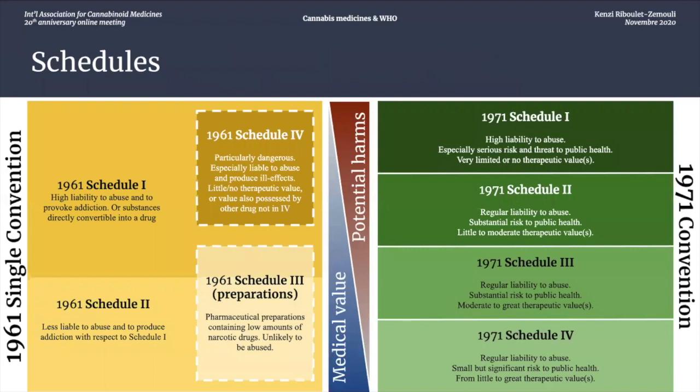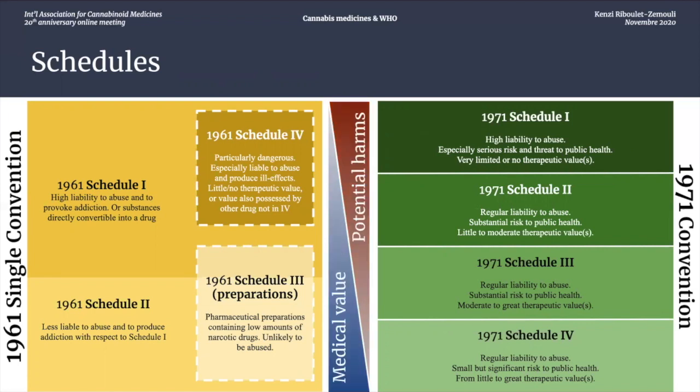The schedules of the 1961 and 1971 conventions are somehow complex. Maybe let's begin with the 1971 Convention, in green here. The schedules are basically ordered from the top to the bottom. At the top we have the substances with least medical value and most potential for harm. At the same time, the substances in the schedules at the top have more mandatory and stricter controls applied compared to the substances listed in the schedules at the bottom. And so for the 1971 Convention it's quite simple.